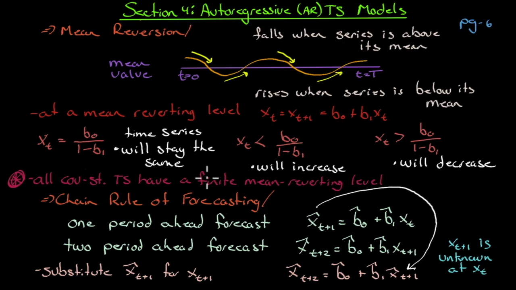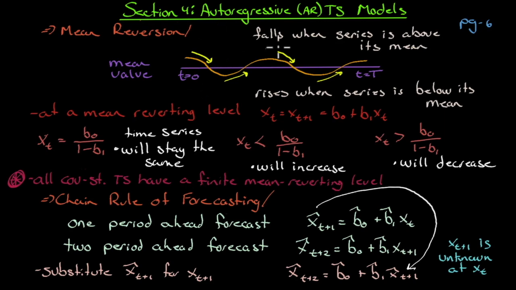And this is how we can tell whether we're modeling a time series that has something going on or whether it's just purely random. It will have a mean reverting level. All covariance stationary time series. Let's just get that out of the way. All right, let's see what this mean reverting level is all about.